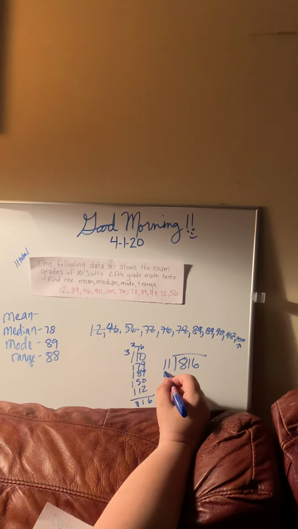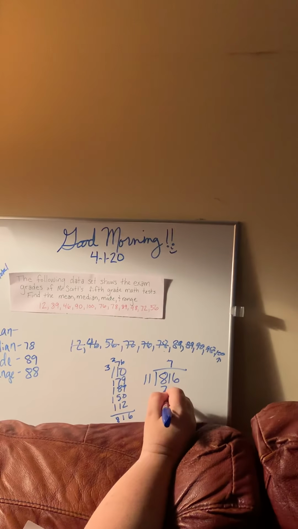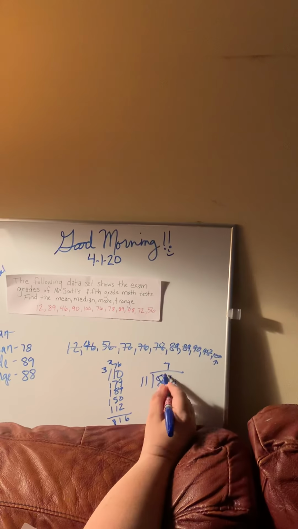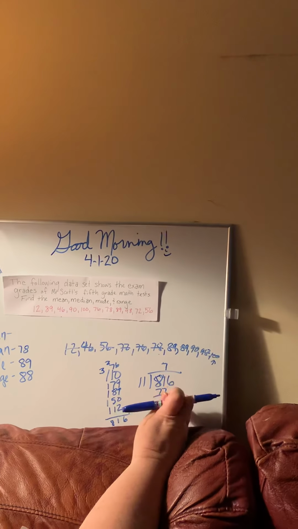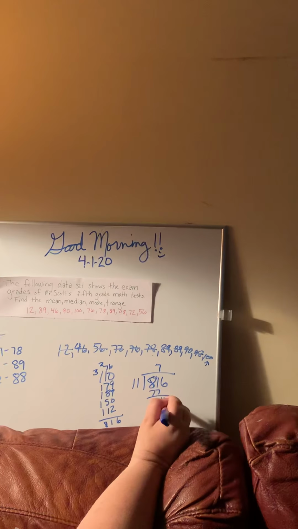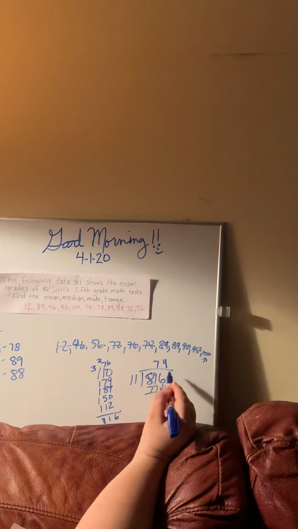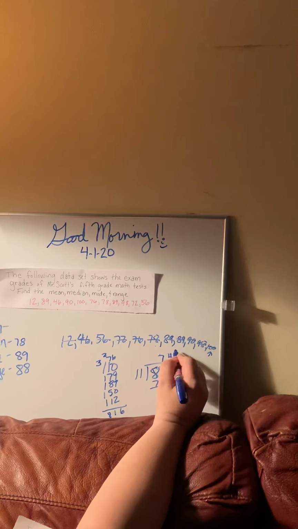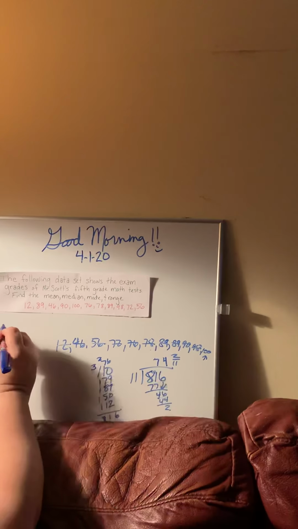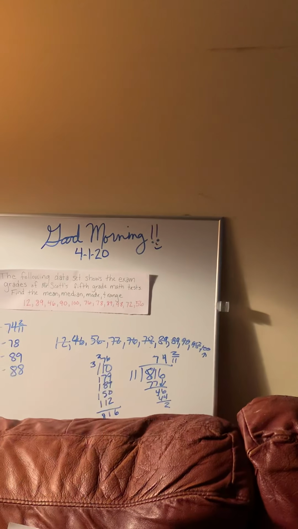Okay, how many times will 11 go into 81? Well, it'll go 7 times. 7 times 11 is 77. Okay. How many times will 11 go into 46? It'll go 4 times. 4 times 11 is 44. We're left with 2, so we'll put that back over 11. So our mean is 74 and 2/11.